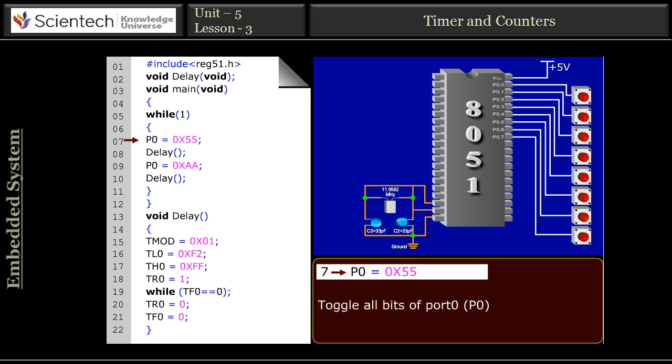Next is P0 equal to 0x55. After execution of this instruction, all the even pins of port P0 have high voltage. As we see in the animation, all the even pin LEDs of port P0 glow. Then delay, calling the delay function. Now we see that when we call the delay, the cursor moves to the void delay function. In this program, delay is required because we want to blink or toggle the LEDs, so we require a time delay between the on and off pulse. This delay is provided by the timer.